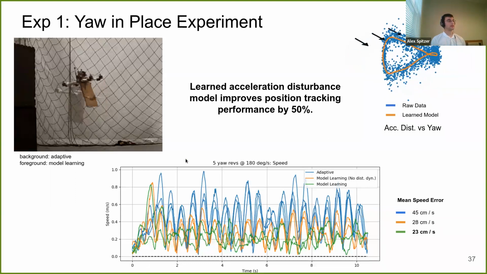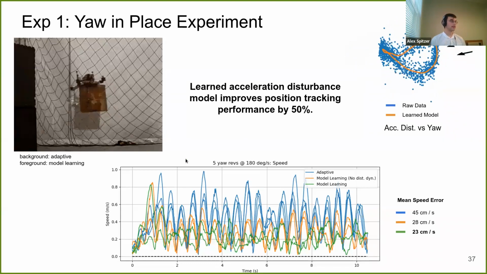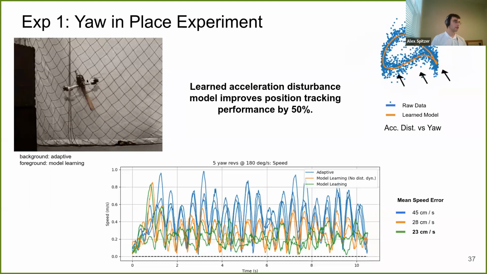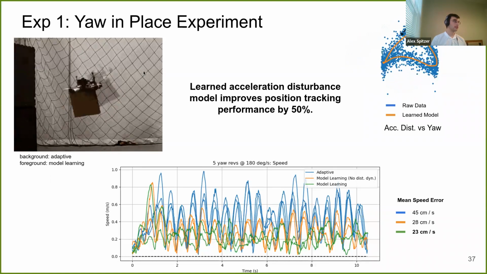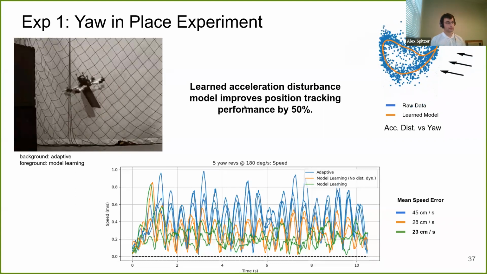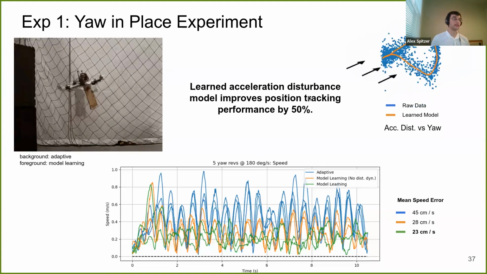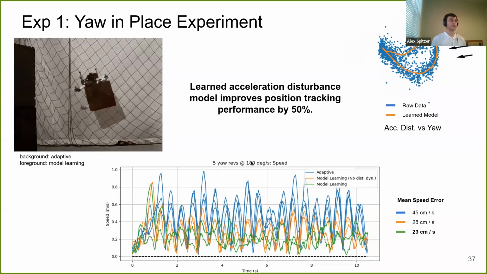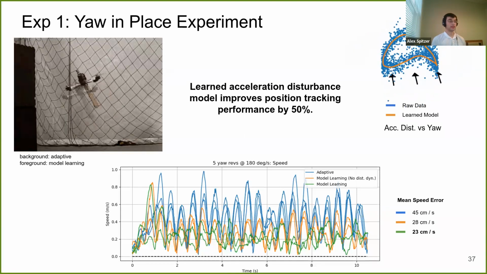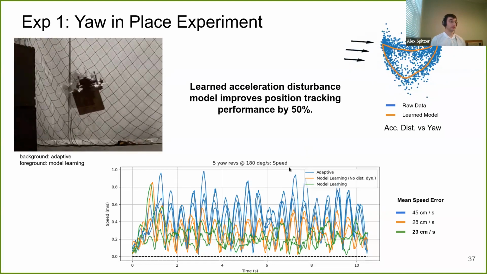So to summarize the results here, on the top left, I've shown both of the videos overlaid. In the background, the lighter one, you can see the adaptive method, and you can see it's moving a lot more. And if we look at the position data, we actually see around a 50% position improvement relative to the baseline method, and a similar improvement in the speed.